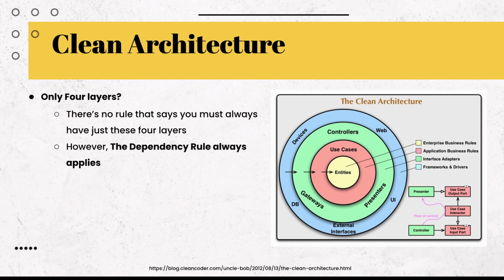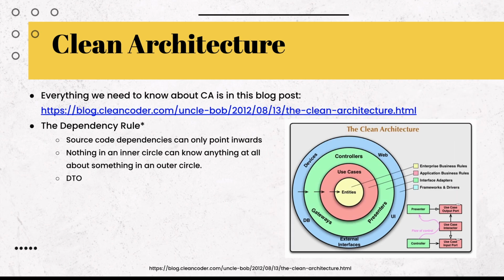And another thing that I want to mention is that we are not restricted to these 4 layers. We can create how many layers we want to, okay? However, and this is very important, we need to apply the dependency rule for all those layers, okay? And that's very important, because basically the dependency rule says that nothing in an inner circle can know anything at all about something in another circle, okay?